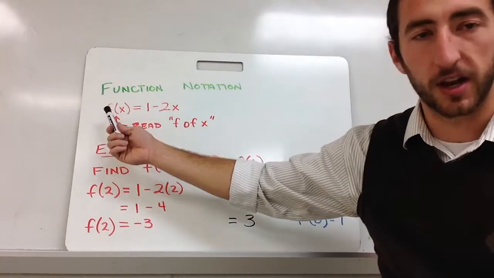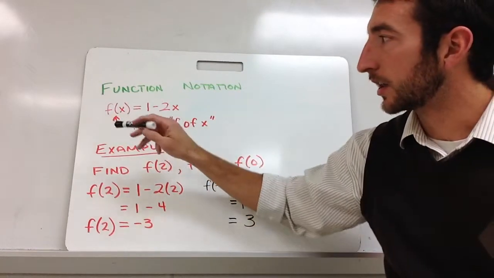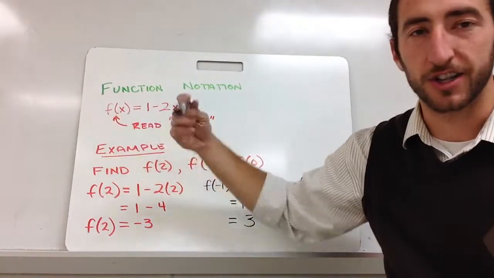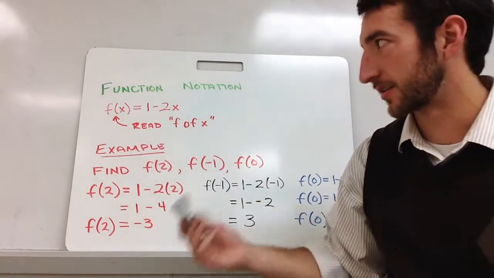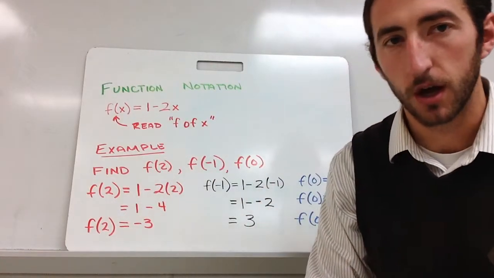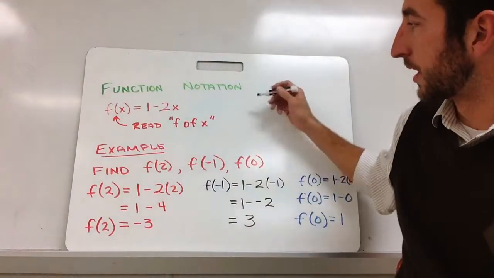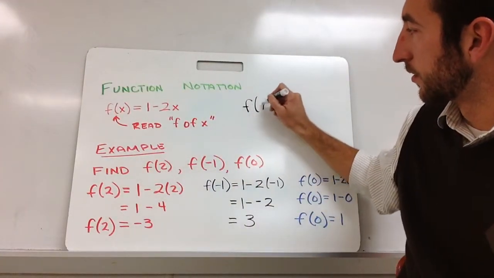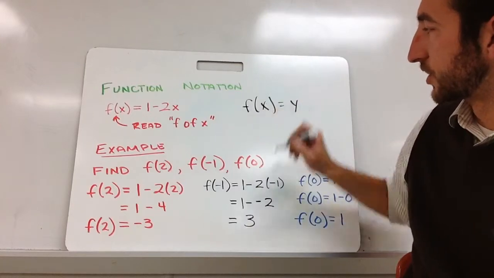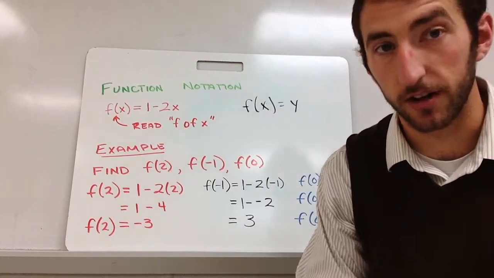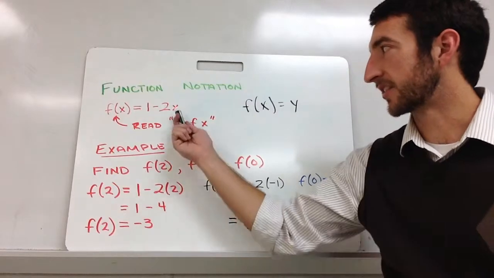Our first example is going to be f of x equals 1 minus 2 times x. This is always going to be read f of x. This could be listed as another letter like g of x, q of x. It can be whatever letter you want. But what it basically means is f of x is our output. Sometimes we interchange f of x and y. They're kind of the same thing. And then x is our input.